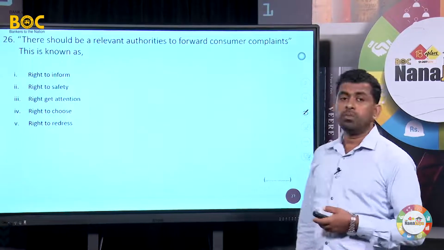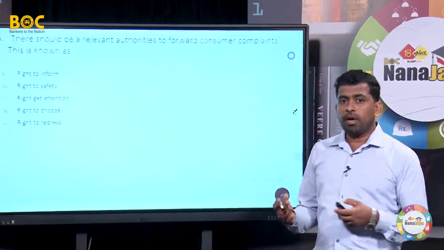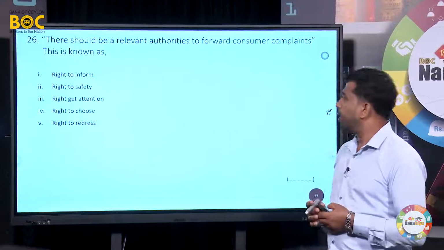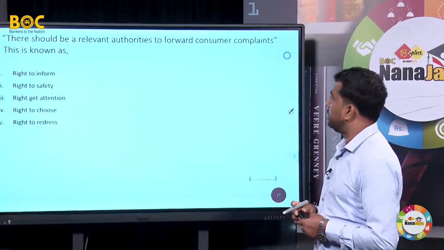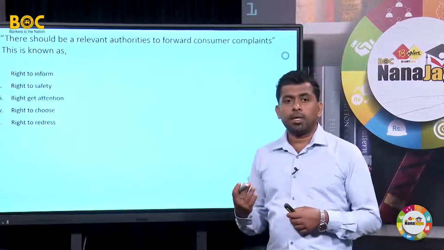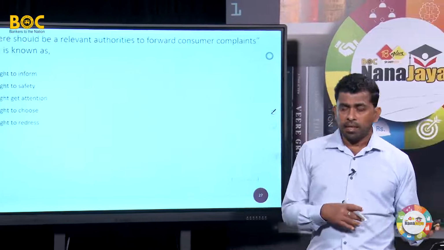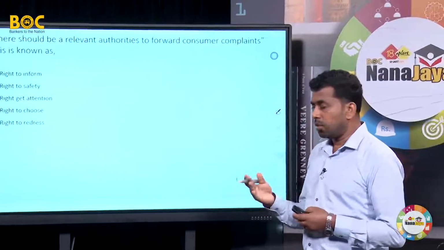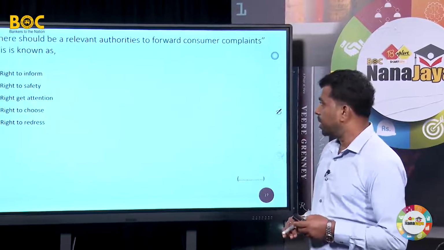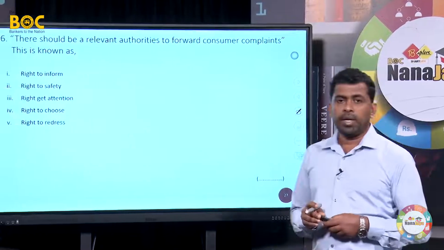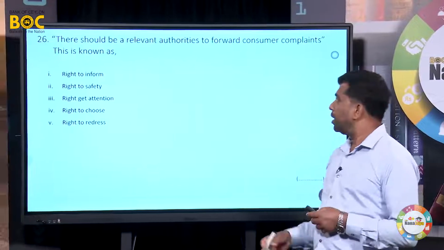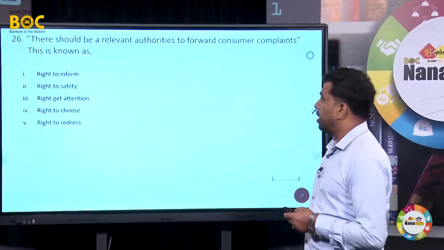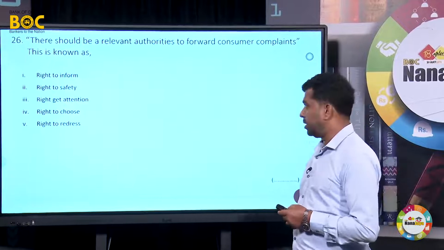Right to safety, consumers should have the right to be protected from hazardous and unhealthy products. Right to get attention represents the right to lodge complaints regarding trade malpractices by the consumer. Right to choose, the right to select goods according to the customer's wish. There shouldn't be any conditions when selecting goods. Right to redress means the ability to get compensation for trade malpractices. Relevant authorities to forward consumer complaints ensure the right to get attention, that is the third option.